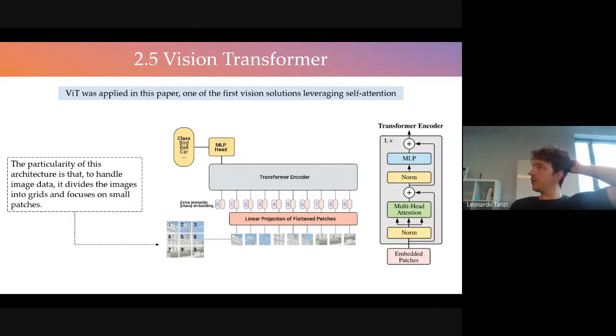This is the encoder of the transformer. If I remember correctly, one of the aims of the people that proposed the vision transformer was to stay as close as possible to the original implementation. So the encoder block is exactly the same, except that the normalization is before the two blocks and not after. You can see the multi-head attention block and MLP block, and also some residual connections.